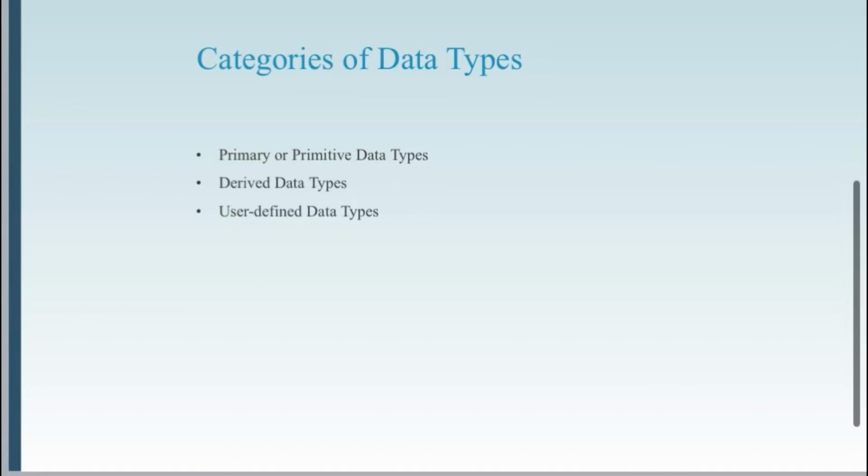Now the categories of data types. There are three categories of data types. First one is primary or primitive data types. Second one is derived data types, and third one is user-defined data types.